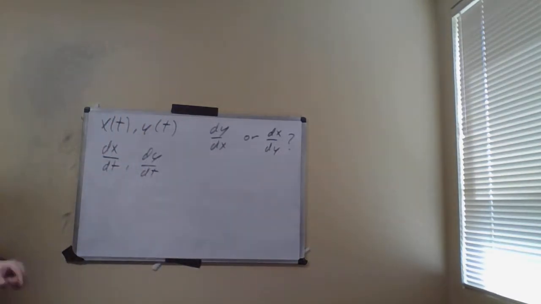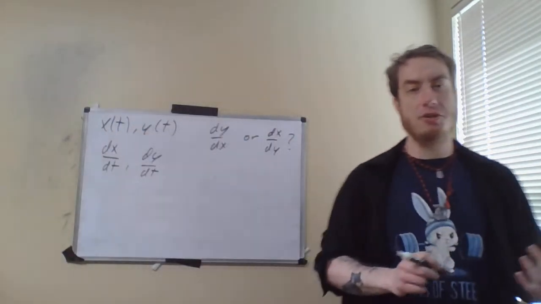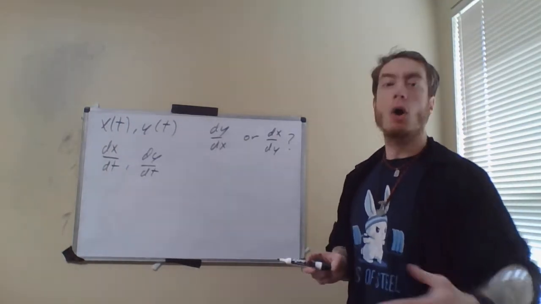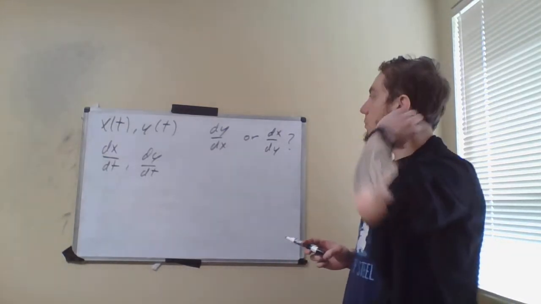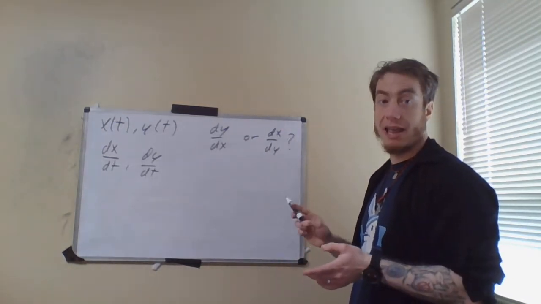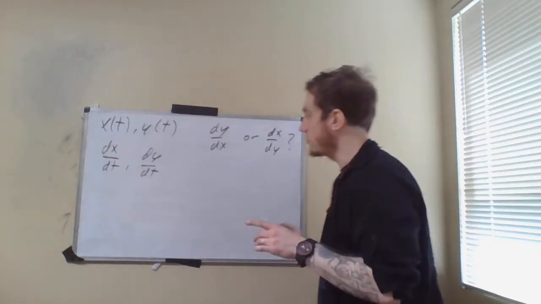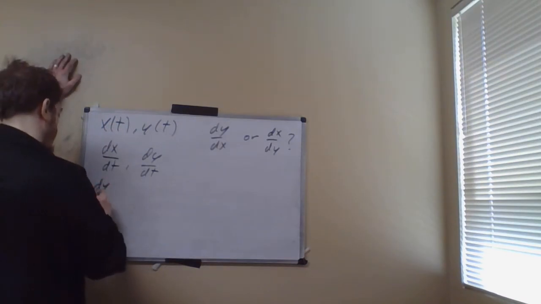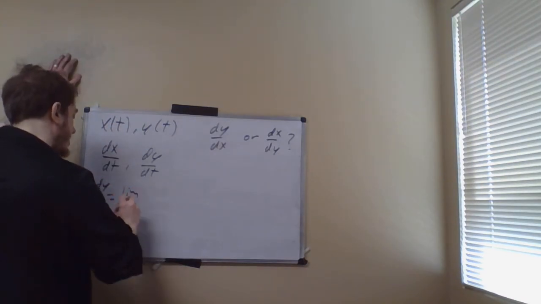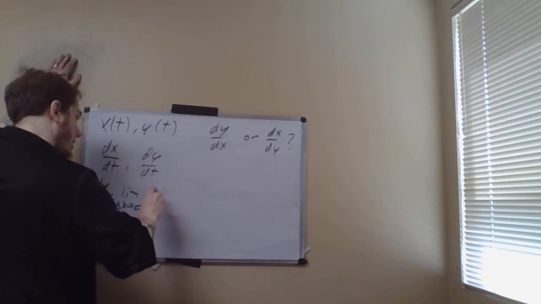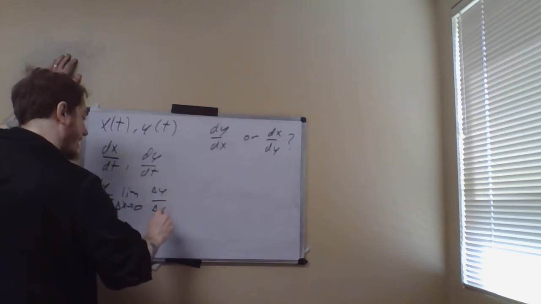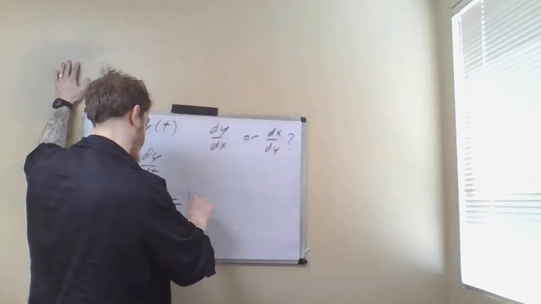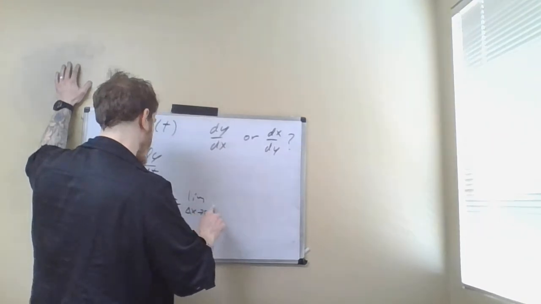So let's see if we can do it without having to rewrite things so that y is written in terms of x or x in terms of y or whatever we want to do there. What if we just have x of t and y of t and we don't want to write anything else? Well, here's what we can do. I want to consider this. dy by dx, this is really the limit as delta x goes to 0 of delta y divided by delta x.